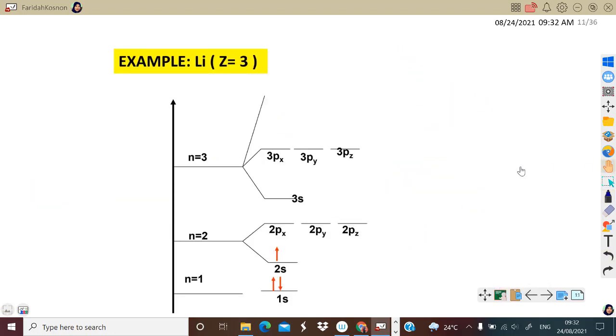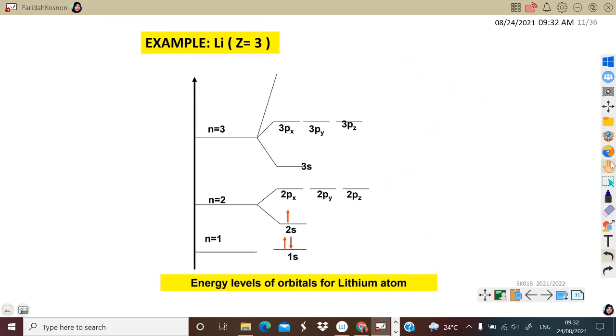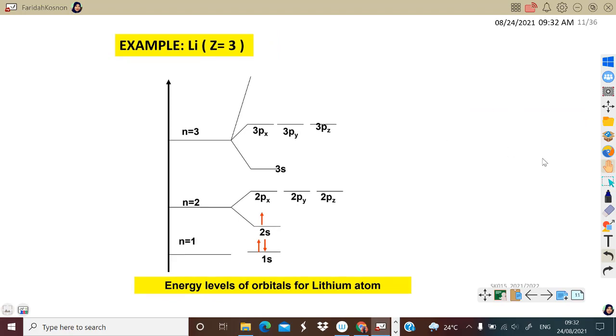Sekarang look at this energy level of orbitals. Tengok energy levels of orbital for lithium. In this slide, sebenarnya dia nak terangkan kenapa kita kena isi dulu 1s orbital. Kenapa kita kena isi 1s orbital? Sebab ke atas energy bertambah. Kan? Ke atas ni bila n bertambah, energi bertambah. Jadi, the lowest energy orbital adalah 1s. Orbital yang mempunyai energi yang paling rendah adalah 1s. So that's why kita kena isi dulu 1s orbital. So berapa banyak? Maksimum boleh muat 2.